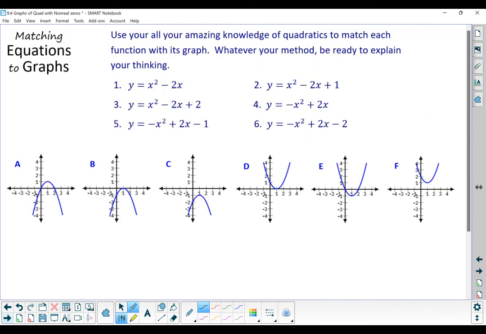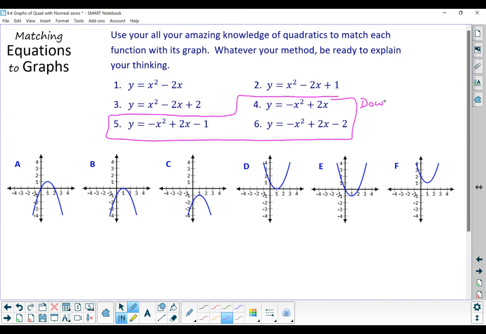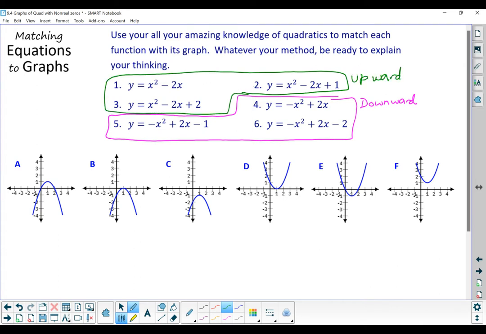Using all of your amazing knowledge of quadratics, match each function with its graph. Well, the first thing I would notice if I was doing this myself on my paper is that 3 of them open downward and 3 of them open upward. So I am going to focus first. And again, if you have forgotten how to tell that, these ones have a negative in front, so they open downward.